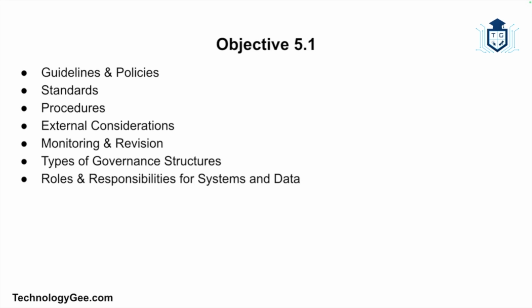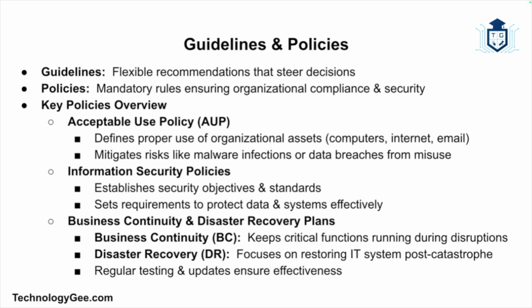So let's begin. All right, so let's start with guidelines and policies, which are the backbone of any governance framework. Think of guidelines as recommendations, where they're flexible but helpful for steering decisions. And policies, however, are mandatory rules everyone in the organization must follow. So let's talk about some of the key policies. The first one is the acceptable use policy. This policy dictates how employees can use organizational assets like computers, internet, and email. And AUPs prevent misuse and help mitigate risks like malware infections or data breaches that are caused by careless behavior.